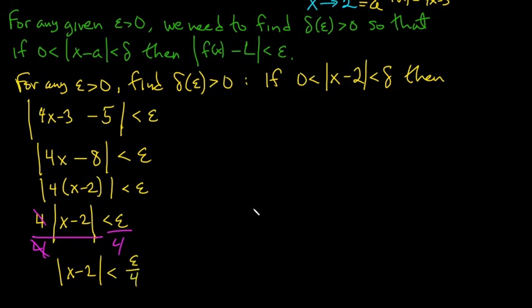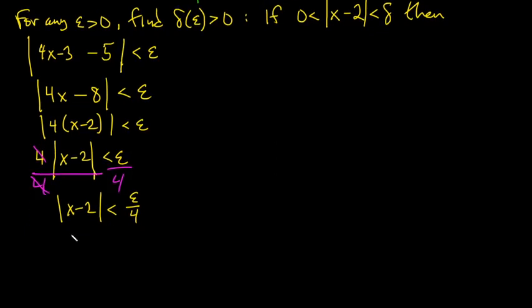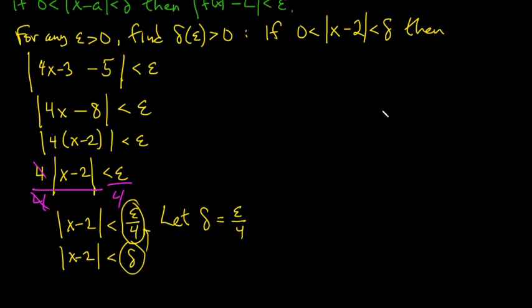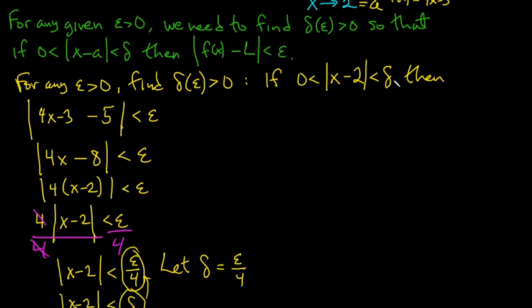But remember, we want x minus 2 in absolute value to be less than delta. So it should be pretty clear that our delta should equal epsilon over 4. So let's let delta equal epsilon over 4. Okay. Now, remember, our goal is to get delta small enough so that this f of x is close enough to L, is within epsilon of L.